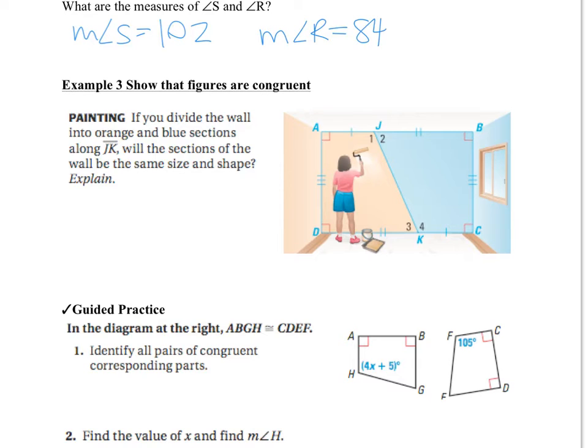If you divide the wall into orange and blue sections along JK, will the sections of the wall be the same size and shape? Explain. First off, we want to list the corresponding parts. So I can see that AJ is congruent to KC, DK is congruent to JB, AD is congruent to BC, and JK is going to be congruent to itself.